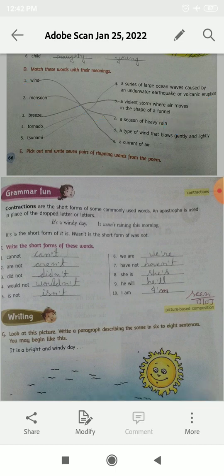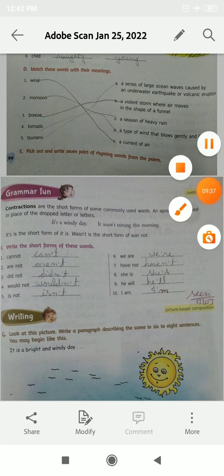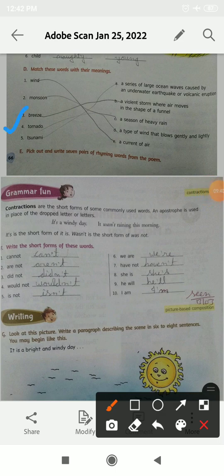Now next number, that is number 3, and here the third word is breeze, and you have to match the third number with option D, that is a type of wind that blows gently and lightly. So students, you have to match number 3 with option D, a type of wind that blows gently and lightly.